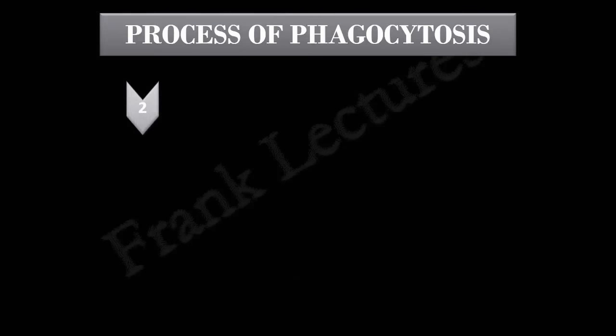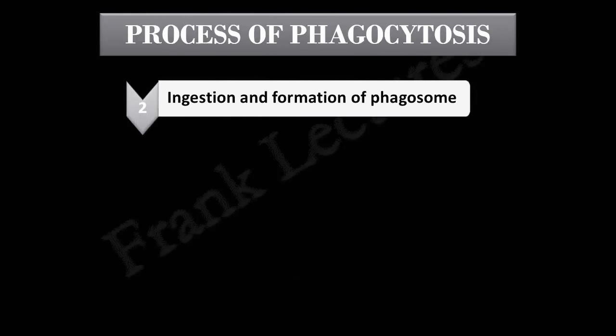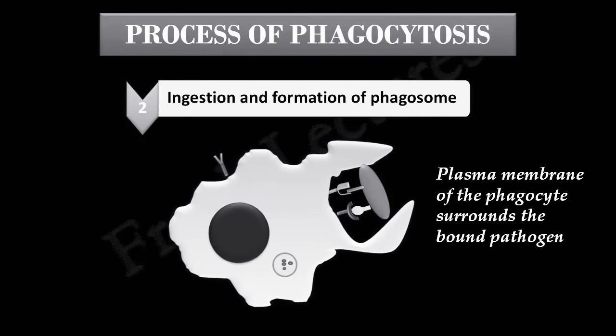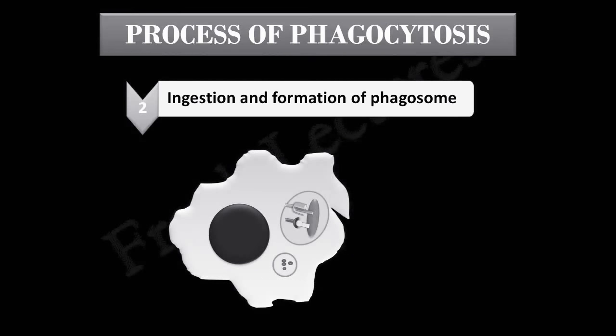In the next step, the plasma membrane of the phagocyte extends and surrounds the bound microbe. Now, the membrane surrounding the pathogen pinches off and internalizes the microbe by forming a sac known as phagosome or phagocytic vesicle.